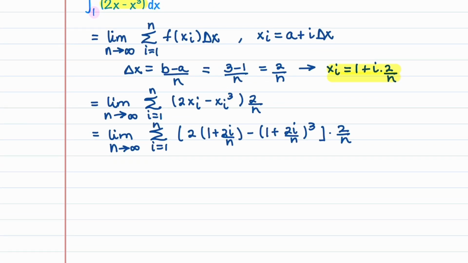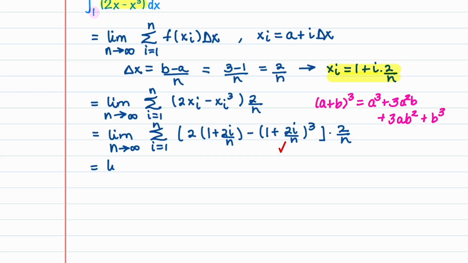I think what makes this problem so hard is there's just a lot of algebra to be done. Notice right here that we are going to have to cube 1 plus 2i over n. To make things easier, let me write down this formula. a plus b quantity cubed is equal to a cubed plus 3a squared b plus 3ab squared plus b cubed. Now let's go ahead and use that.